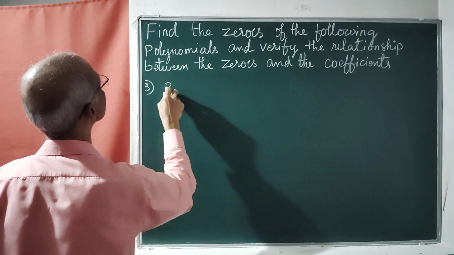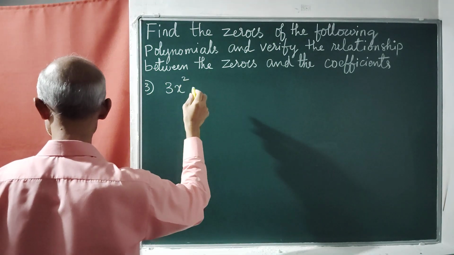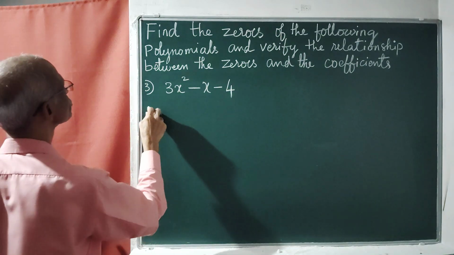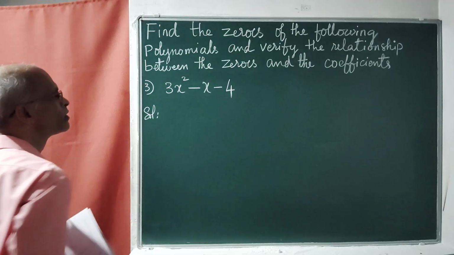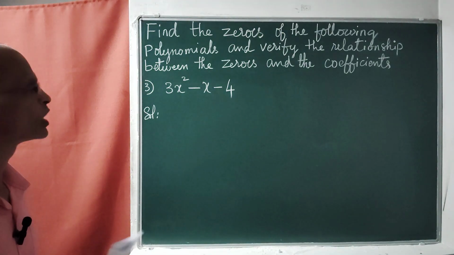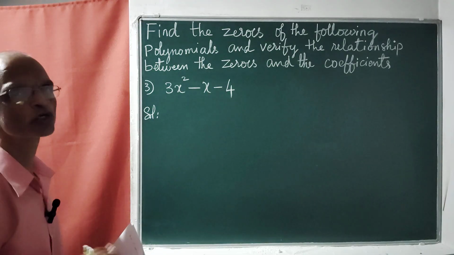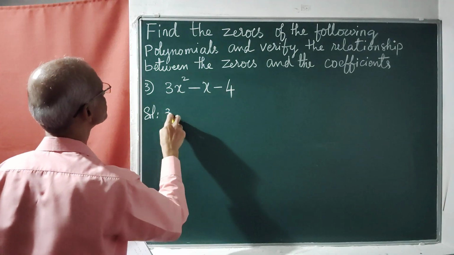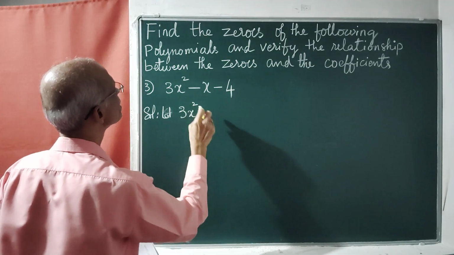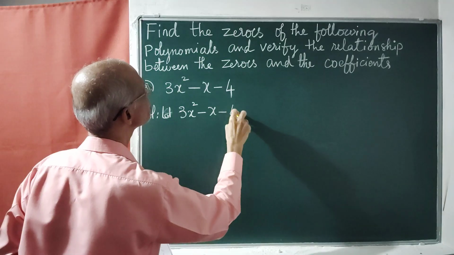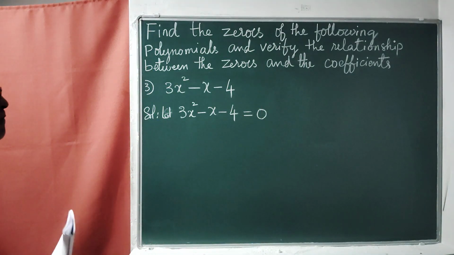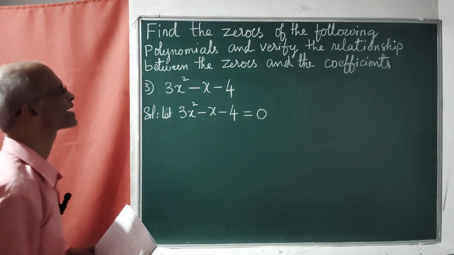Third sum, 3x square minus x minus 4. Solution. First we have to find the zeros of the given polynomial. To find the zeros, we will equate it to 0. Let 3x square minus x minus 4 be equal to 0. Now we will solve this equation by factorization.